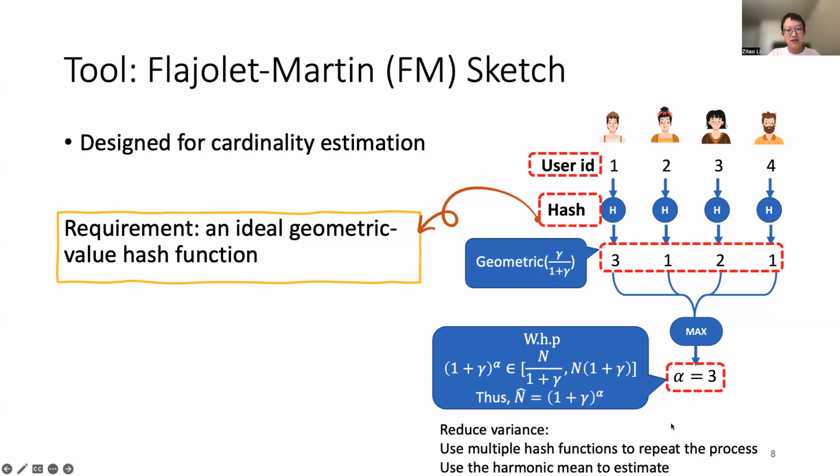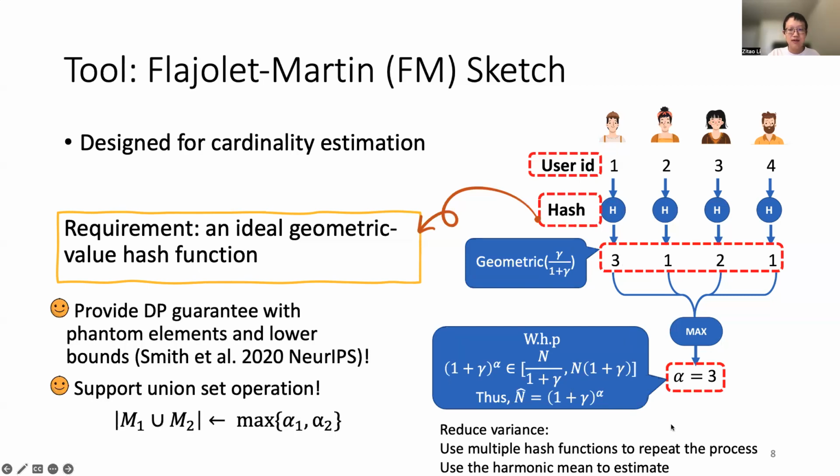There are many advantages of FM sketch. One is that it has been proved that it can satisfy differential privacy if we add some phantom elements and a lower bound. Also, it can support the union operation. That is, if we want to calculate the FM sketch for the union of two sets, we just need to take the maximum of the two FM sketches for the corresponding sets.